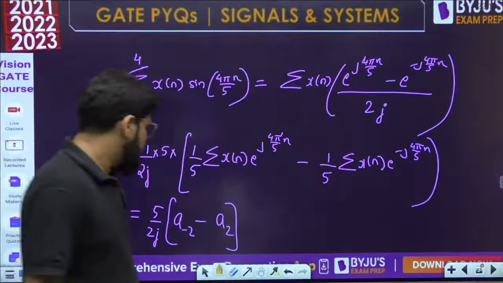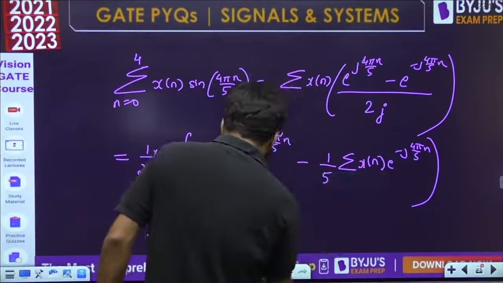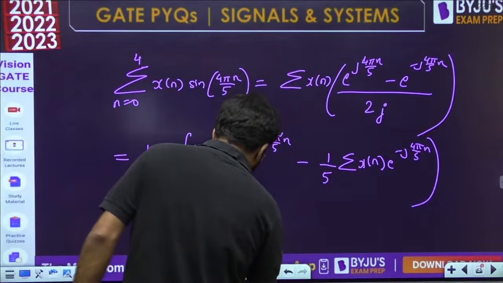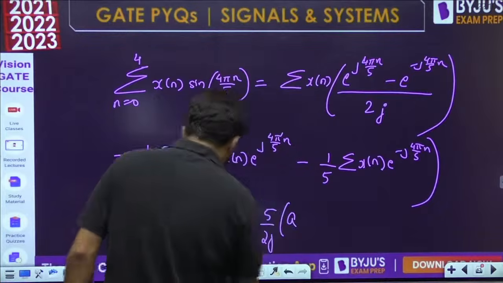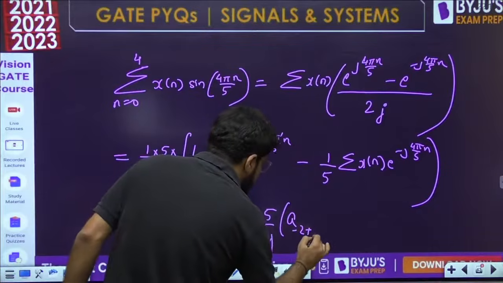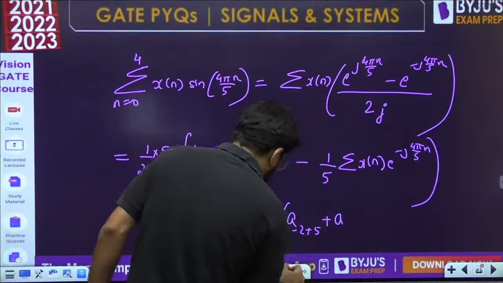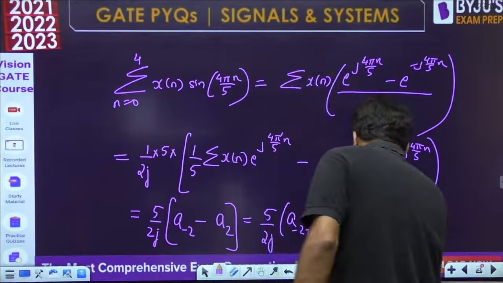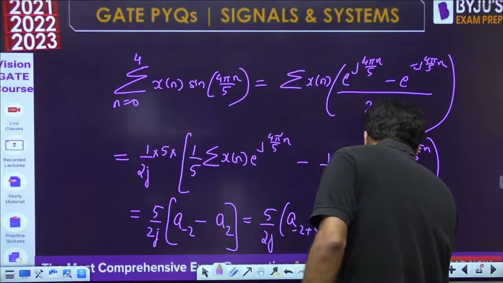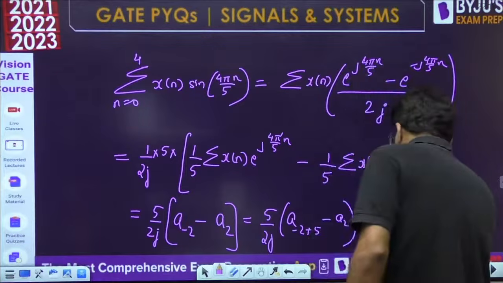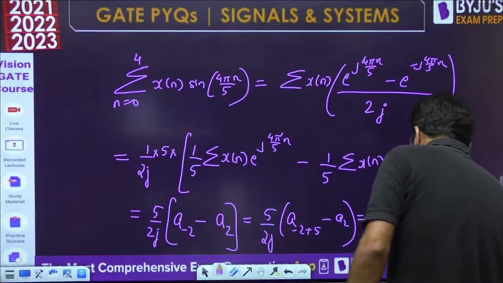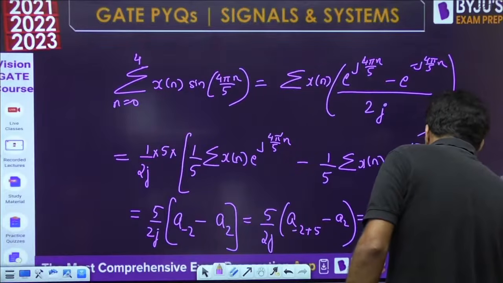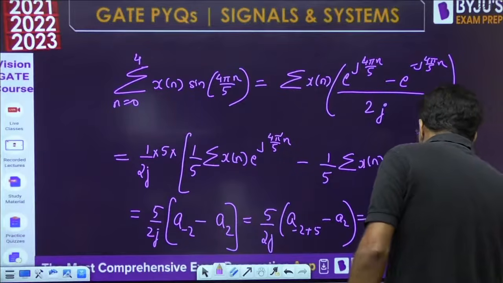So using this periodicity, I can write down 5 by 2j. What is a minus 2? A minus 2 will be the same as a minus 2 plus 5. So this part is equal to 5 by 2j, a of 3. Now a minus 2 plus 5 is a3, and the value of a3 is given to you, dear.